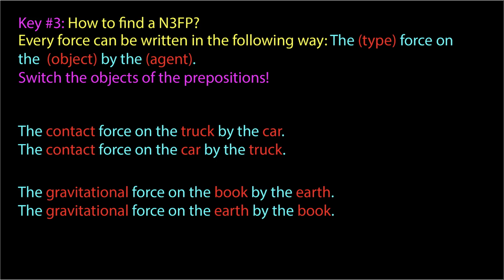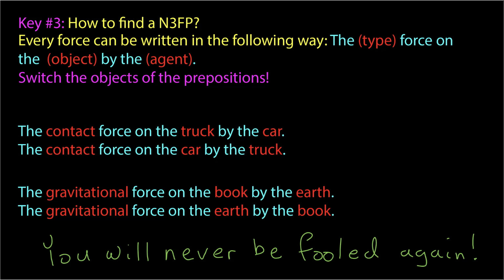The gravitational force on the Earth by the book is the Newton's third law force pair for the gravitational force on the book by the Earth. So as long as you construct these sentences, you will never get a Newton's third law force problem wrong again.